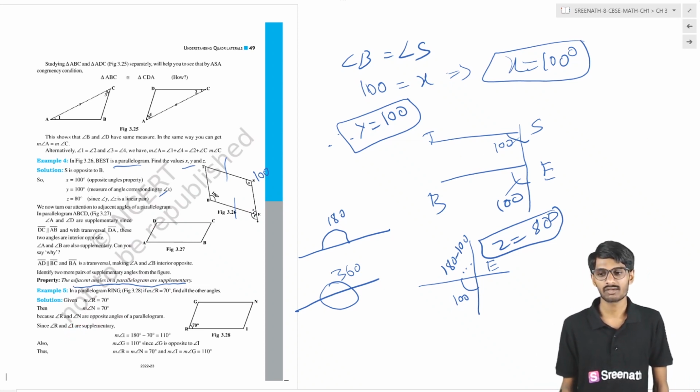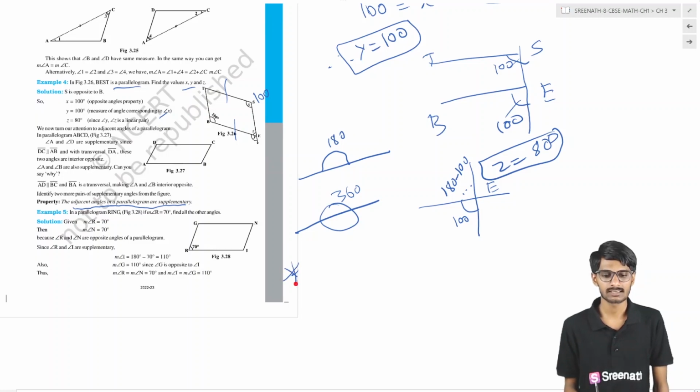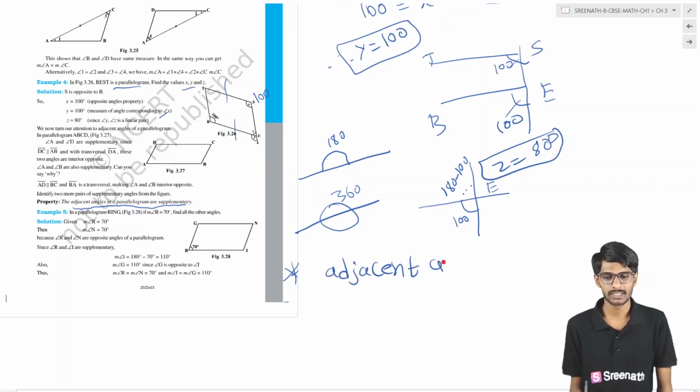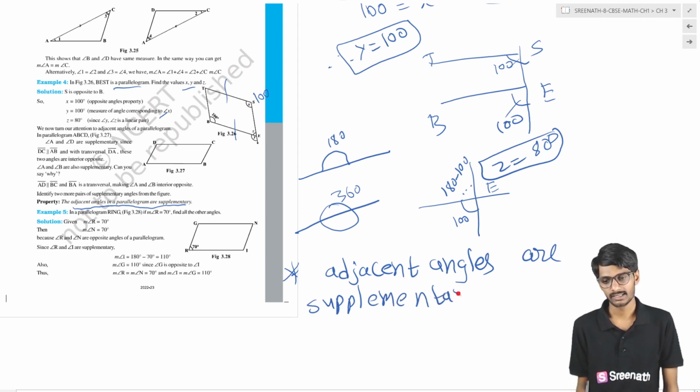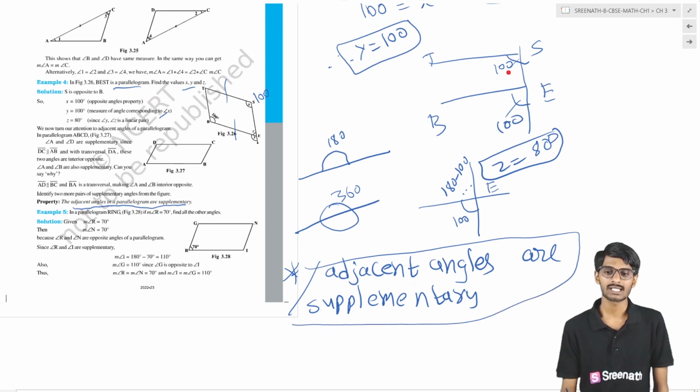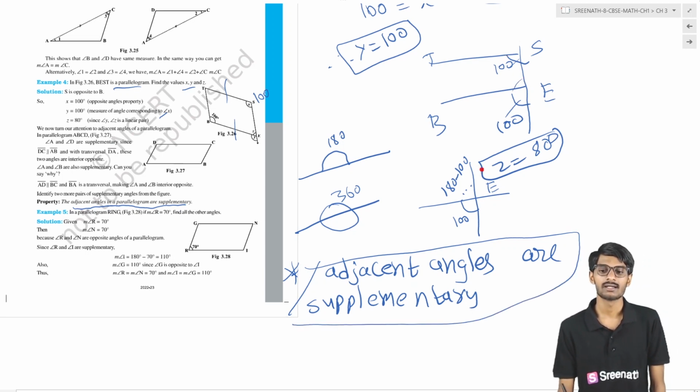So here, one more property you have to find out is that adjacent angles are supplementary in a parallelogram. So what are adjacent angles? This angle and this angle are adjacent angles.